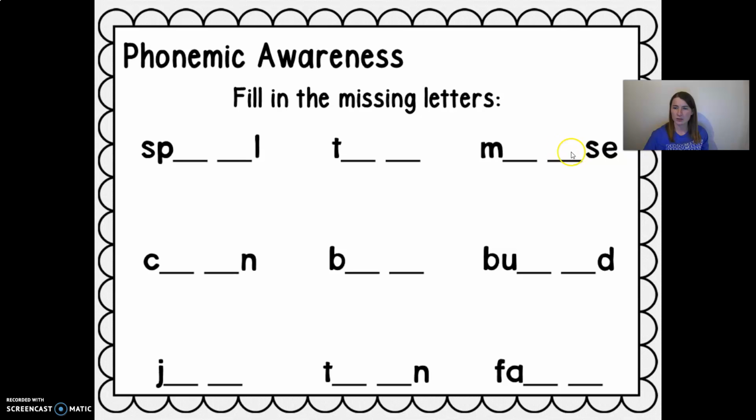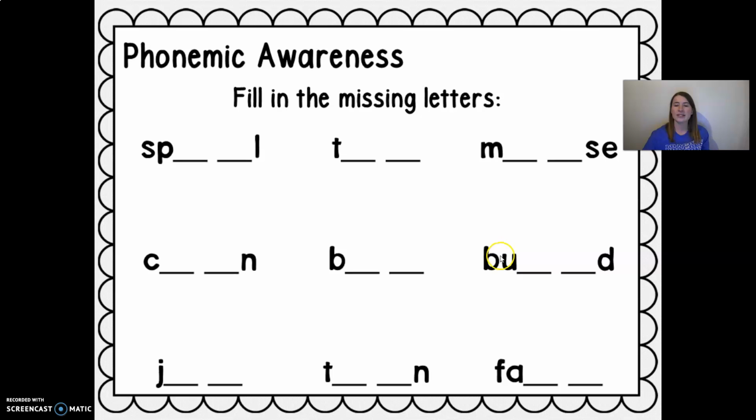Then you have mouse. Ow. What 2 letters are going to go there to make the ow sound? O-U. Good job. Then we have the word coin. C-O-I, very good. It's O-I, oin. So C-O-I-N. Then we have the word boy. Would we use O-I or O-Y? That's right, O-Y, B-O-Y, boy.